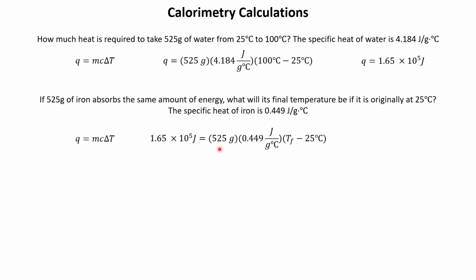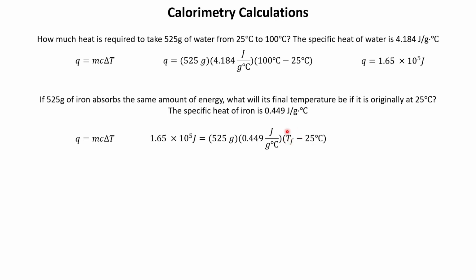We know the mass of our iron. We know the specific heat of our iron. But what we want to know is our final temperature. So our delta T looks like this, where our T final we don't know, but we're going to subtract it from our initial temperature, which is 25 degrees Celsius. Again, it's really important that you always go final temperature minus initial temperature.